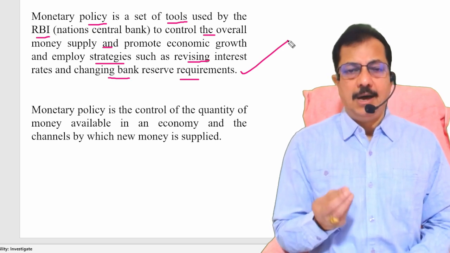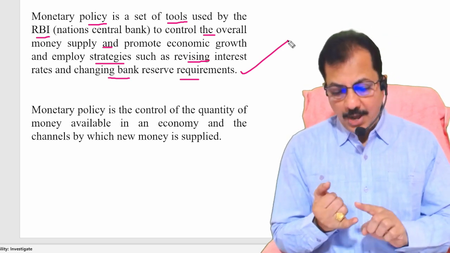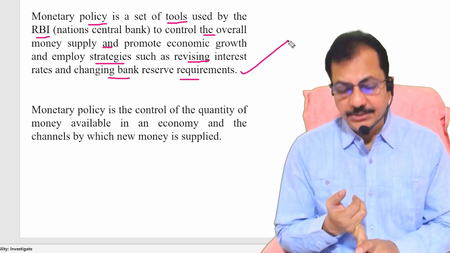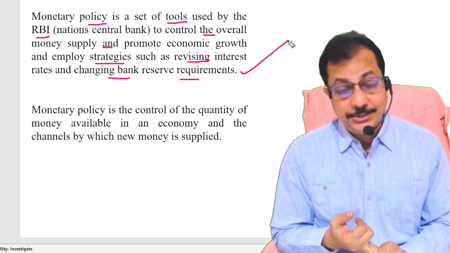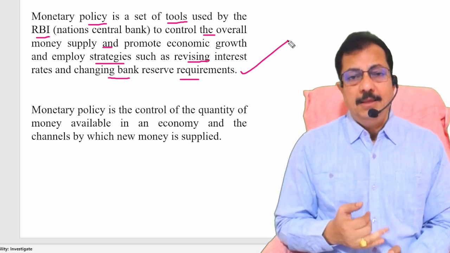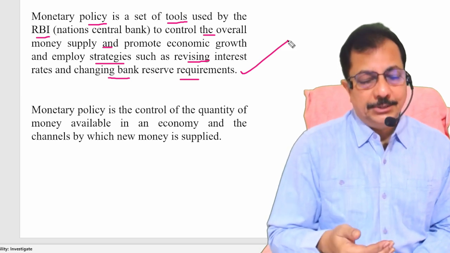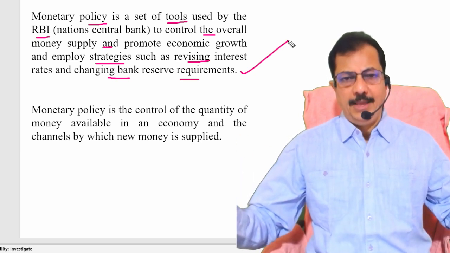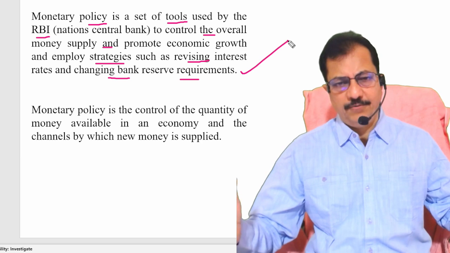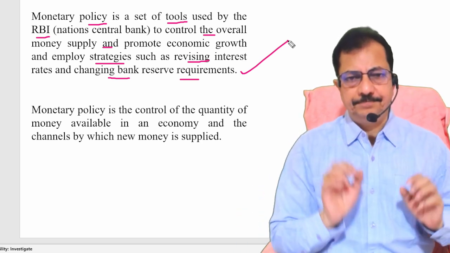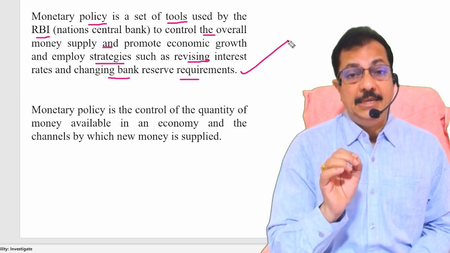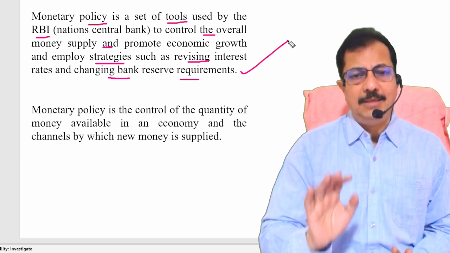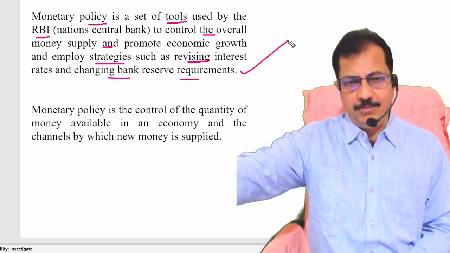So depending on the necessity, RBI will take all the decisions. RBI has to promote economic growth. RBI has to employ strategies such as revising interest rates and changing the bank reserve requirements. What do you mean by reserve requirements? For example, if you look at any bank, every bank has a huge amount of money because people have deposited it. And whatever money is present in the bank, the bank cannot use all of it and cannot send all of it into the market.